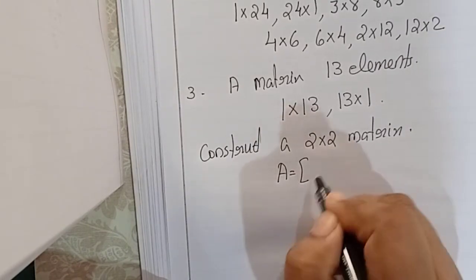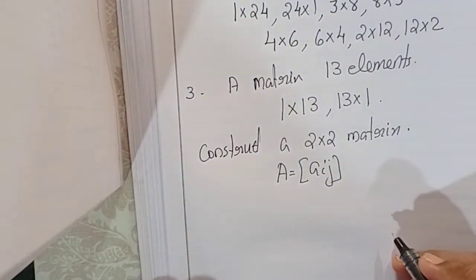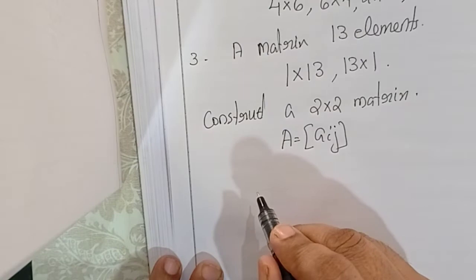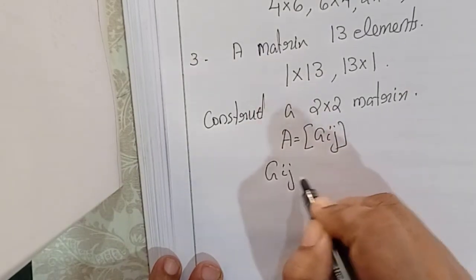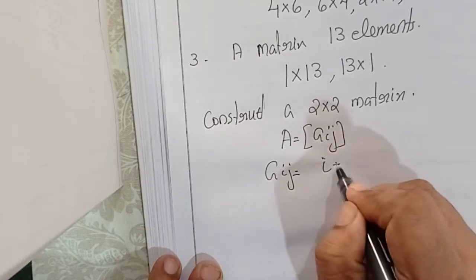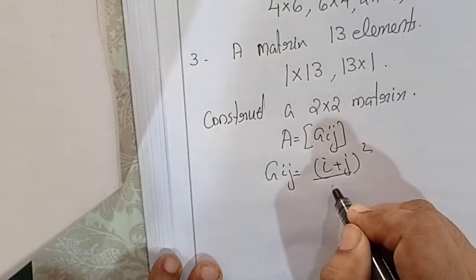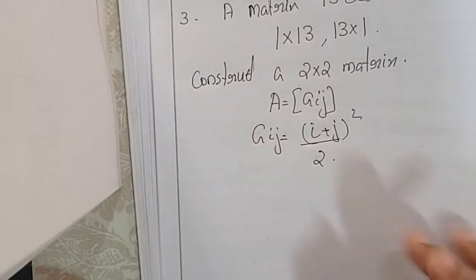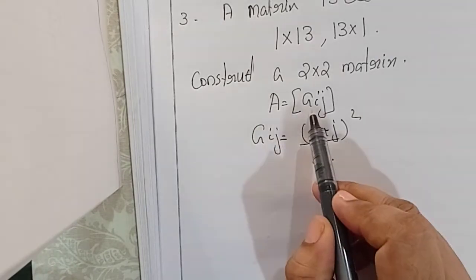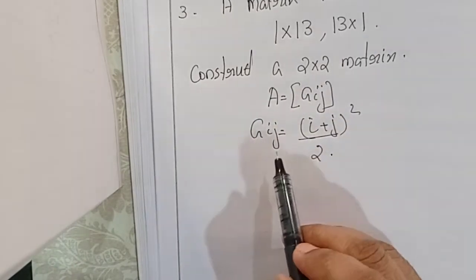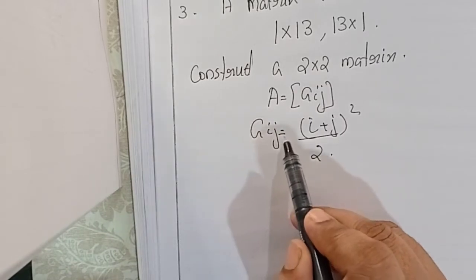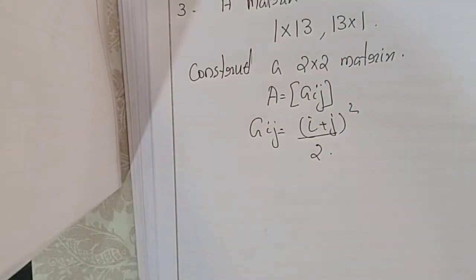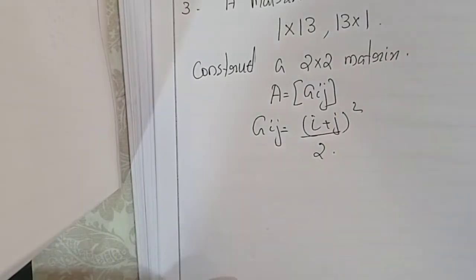Capital A equal to Aij, whose elements are given by Aij equal to (i plus j) the whole square by 2. Our aim is to form a 2 by 2 matrix. The condition is A equal to Aij, that is the general notation. And the condition is Aij equal to (i plus j) the whole square by 2.